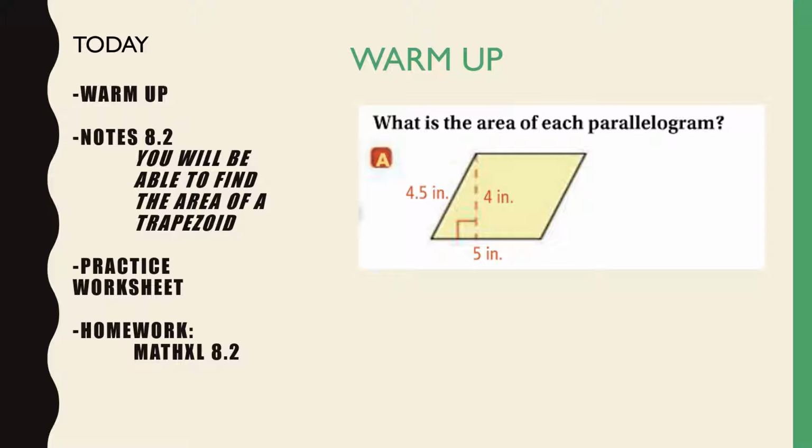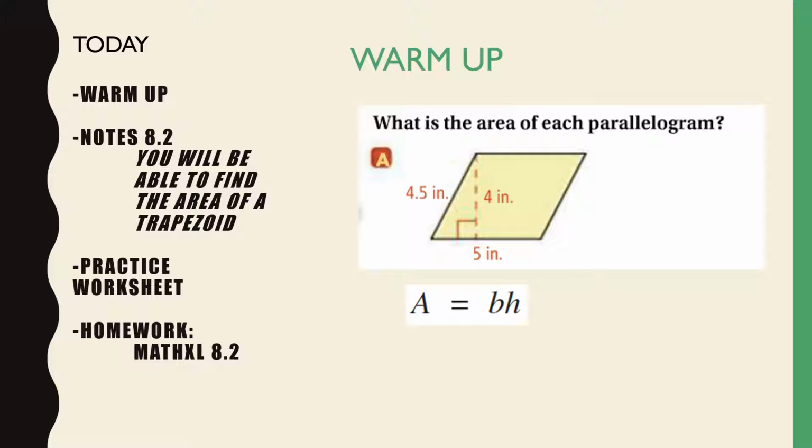Okay, so for today, we're going to start with going over that warm-up, which we'll get to in 1 second. Then we're going to take our notes on section 8.2, which is finding the area of a trapezoid. We're going to do a practice worksheet when we're done with our notes so we can get some practice in. And then your homework is a couple problems on Math Excel section 8.2. So let's go ahead and go over this warm-up.